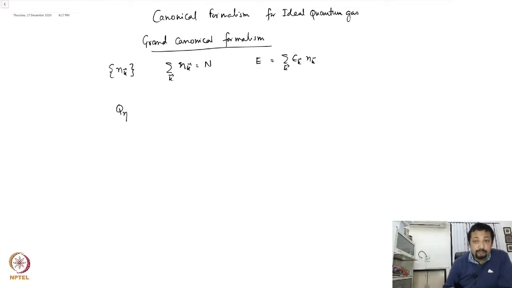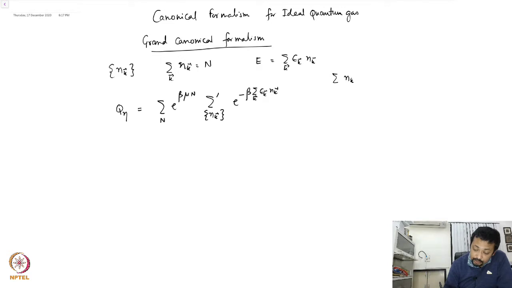So that the grand canonical partition function Q_eta, where eta denotes both fermionic as well as bosonic systems, is given by the sum over N of e to the power beta mu N times the sum of e to the power minus beta E. The prime that you see over the sum essentially denotes a restricted sum. If I replace the E from here, it is going to be the sum over k of epsilon_k n_k. Now the restricted sum means that one has to sum over all possibilities of the occupation numbers, but these possibilities must also sum to N, the total particle number. So therefore it's a restricted sum over these occupation numbers.